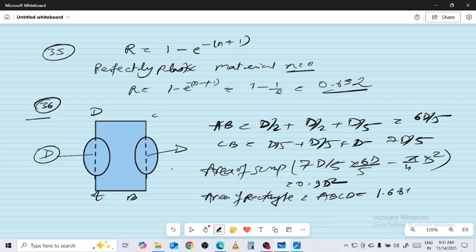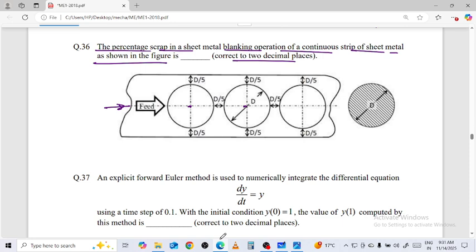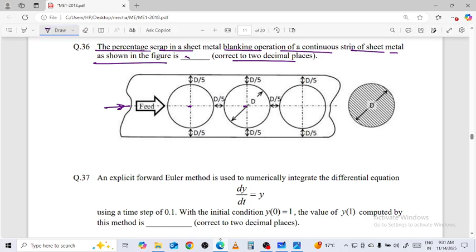which is 1.68 D². So the percentage of scrap is equal to 0.9 times of D² upon 1.68 D², which is 53.6 percentage. So not the option, fill in the blank. 53.6 percentage, two decimal places.